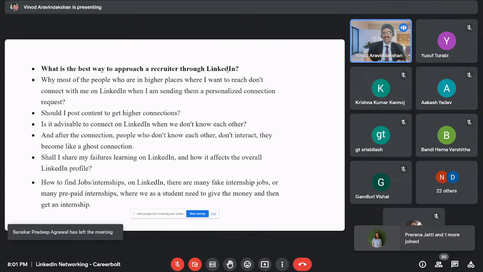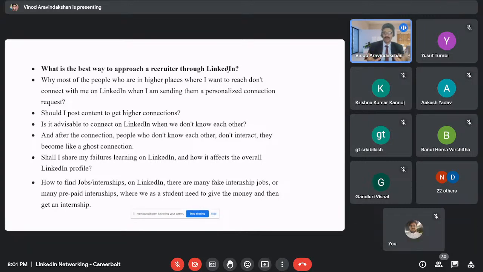Yes, as a student, I think it's a little difficult because you don't have work experience. But if you mention in your letter, for example, when you connect, saying that, hey, I'm a student, I'm looking to expand my network, and I checked up your post and I find this interesting, I would love to connect with you, I don't see any reason why people will not connect with you on LinkedIn. So I think just customizing and being genuine is going to help you.